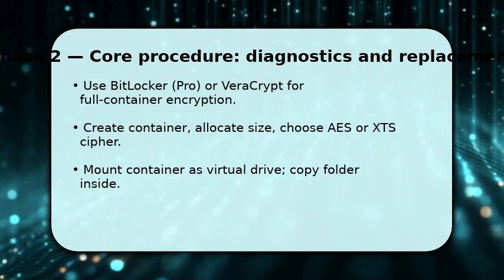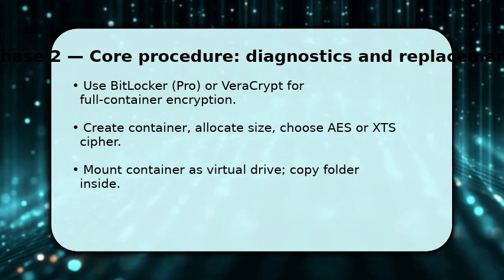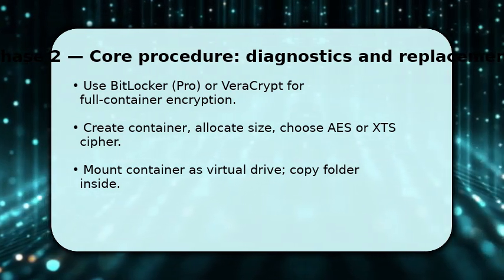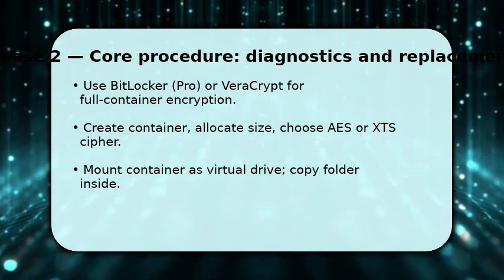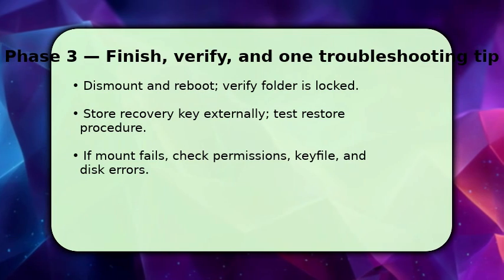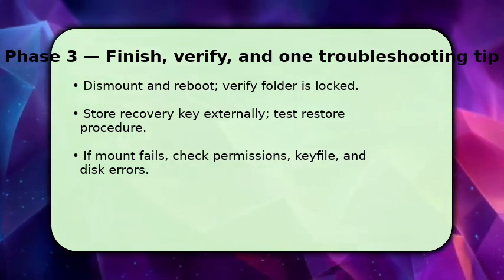After formatting, mount the container as a virtual drive, then copy the folder into it. Once done, dismount the volume so the folder is inaccessible until you mount with the password. Finish by dismounting the encrypted volume and rebooting to verify the folder is locked, because real-world testing prevents surprises.